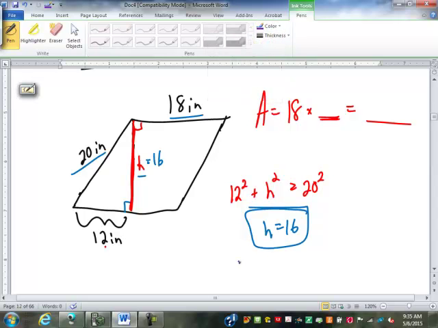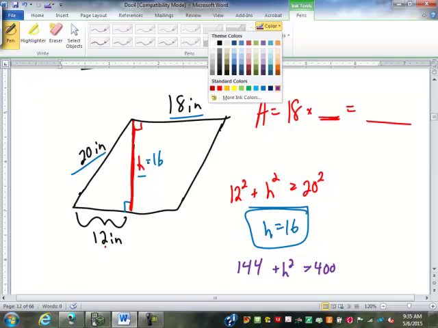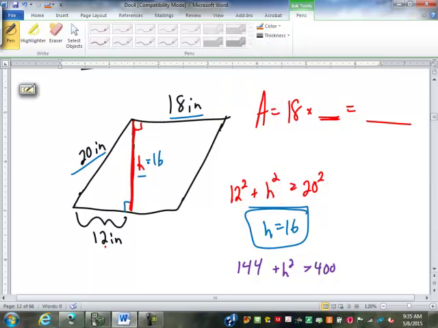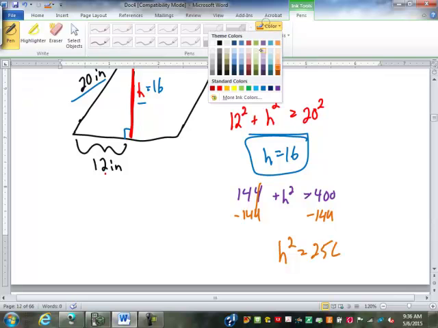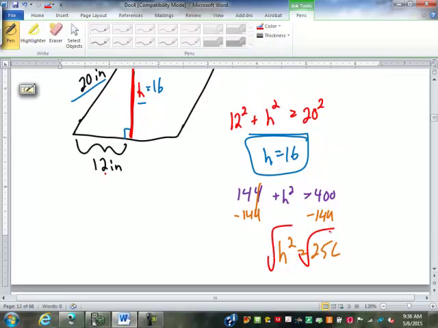Okay, so 12 squared is 144, right? Plus h squared. 20 squared is 400. So we can't do anything with h yet because it's just a variable, right? So we've got to get it by itself. We're going to subtract 144. So h squared equals 256. Then you square root it. So h is 16. Basically, it's a workable equation. You're solving an equation, you're not actually calculating.